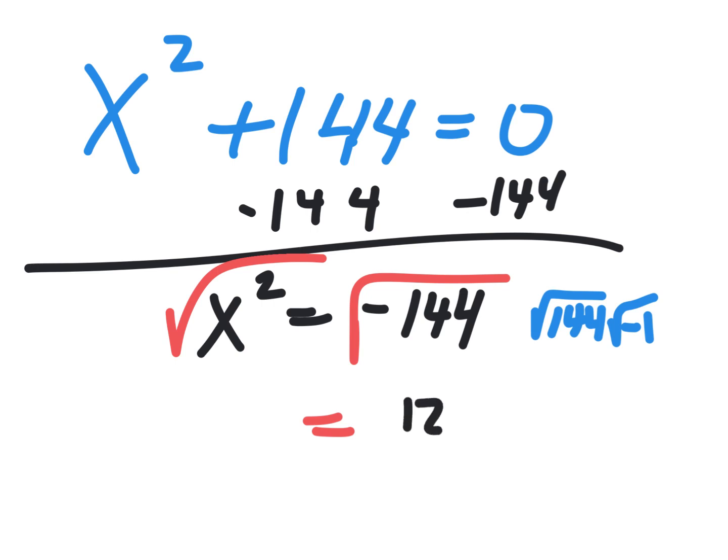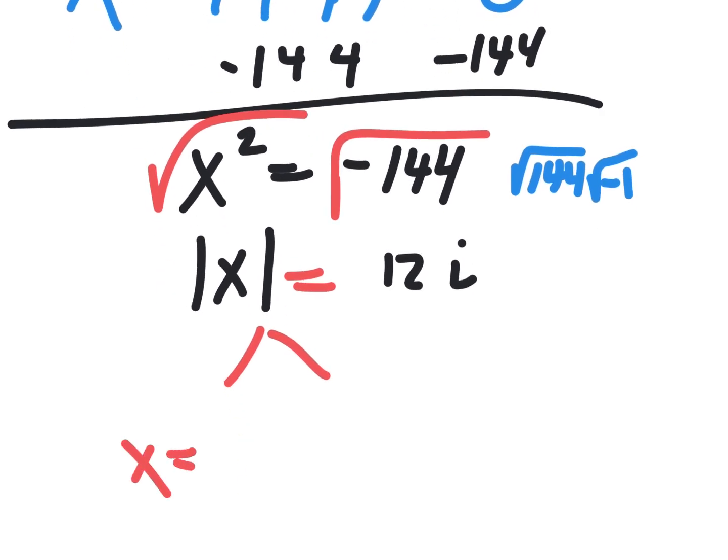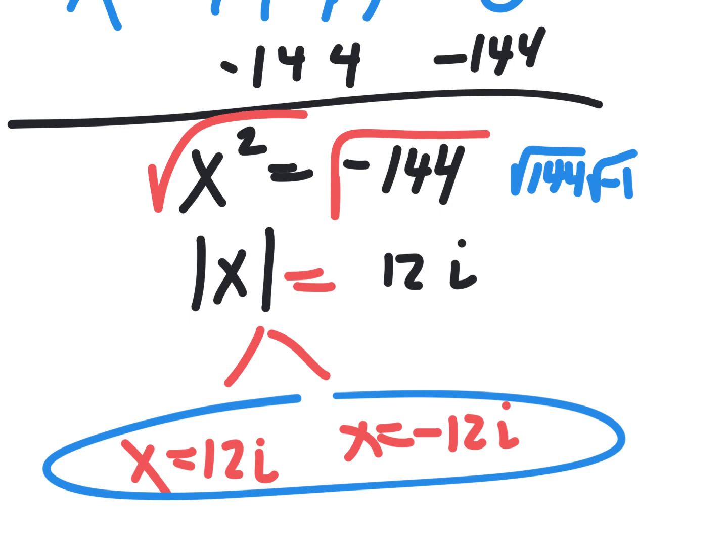So 12i. And right here, did you remember absolute value yet? Have you got that yet? It's key, because then that gives us 2 answers. x equals 12i and x equals negative 12i. Could you say plus and minus 12i?